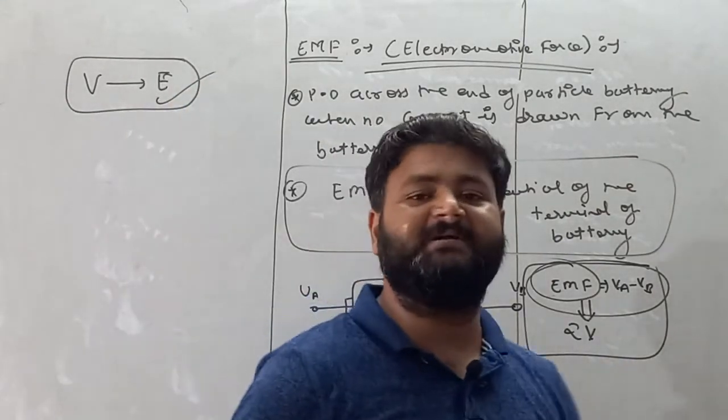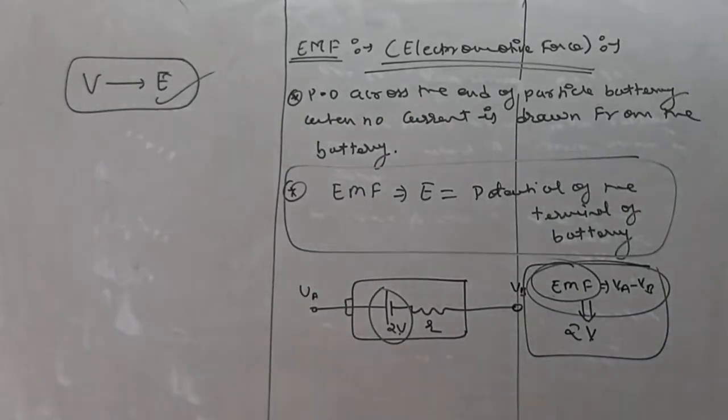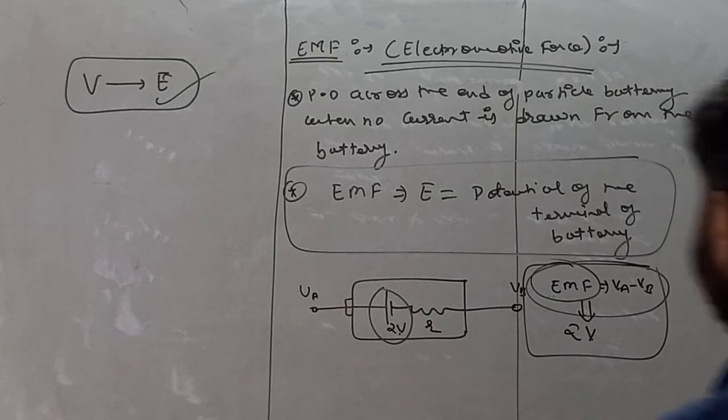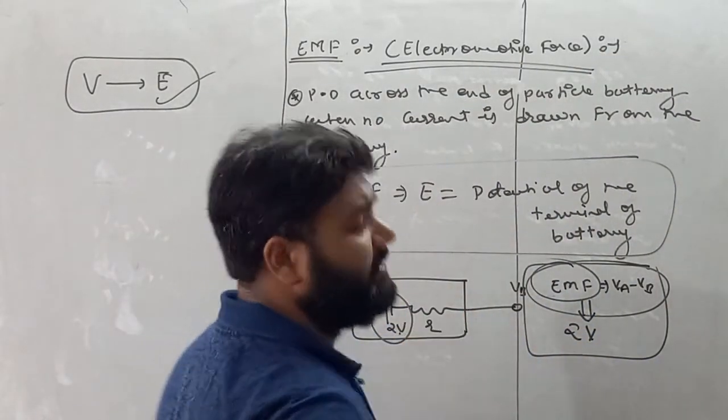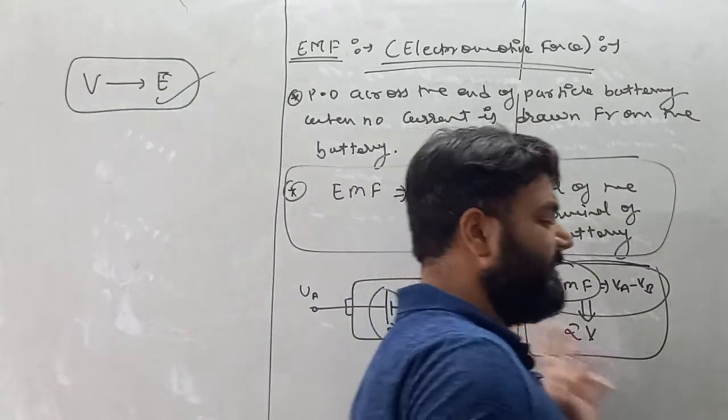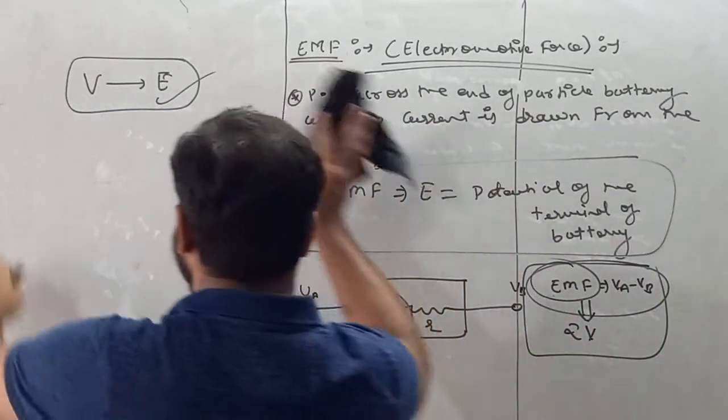So just try to understand, dear student, we are talking about a practical battery. In a practical battery, we are discussing the potential difference across the ends of the practical battery when no current is drawn from the battery. That potential difference is equal to the EMF. EMF is not a force, it is a potential difference when no current is drawn from the battery. And remember, the EMF of the battery is always equal to the potential of the terminal of the battery. So remember, EMF and terminal potential are equal.